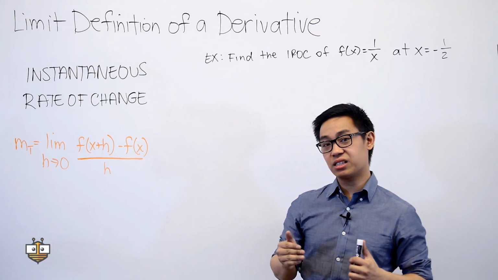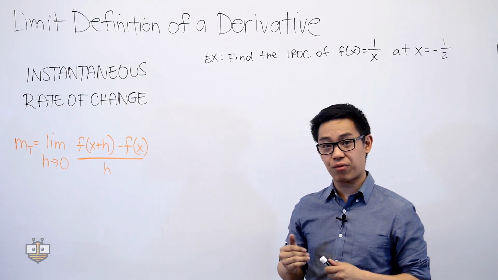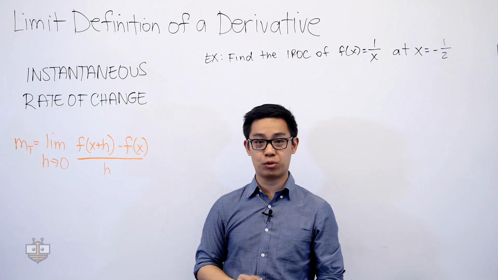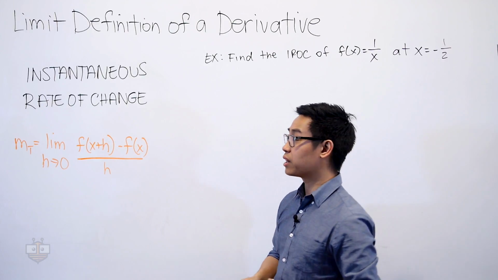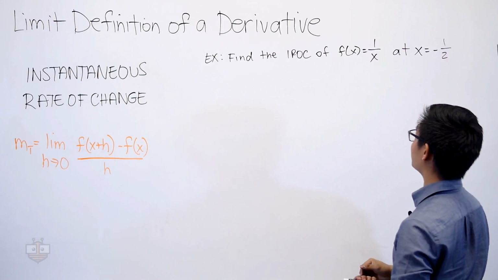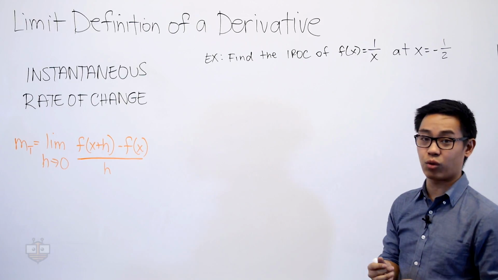To calculate the instantaneous rate of change exactly at any point x on the function f at x, we can use the formula, the limit as h approaches 0 of f at x plus h minus f at x, all over h. Let's use it for the function f at x is equal to 1 over x to calculate the slope of the tangent there when x is equal to negative 1/2.